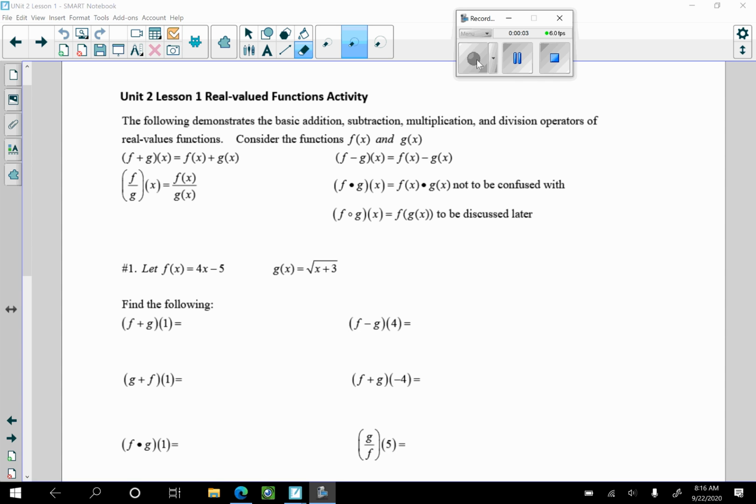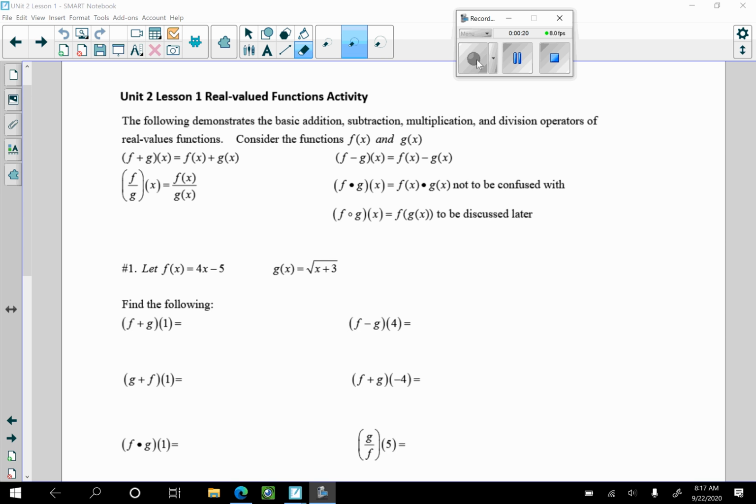Okay, today we're going to talk about Unit 2, Lesson 1, Real Valued Functions Activity. This could have been attempted on your own. Some years we have our students do this on their own. But we're going to walk through it today with this short little video.